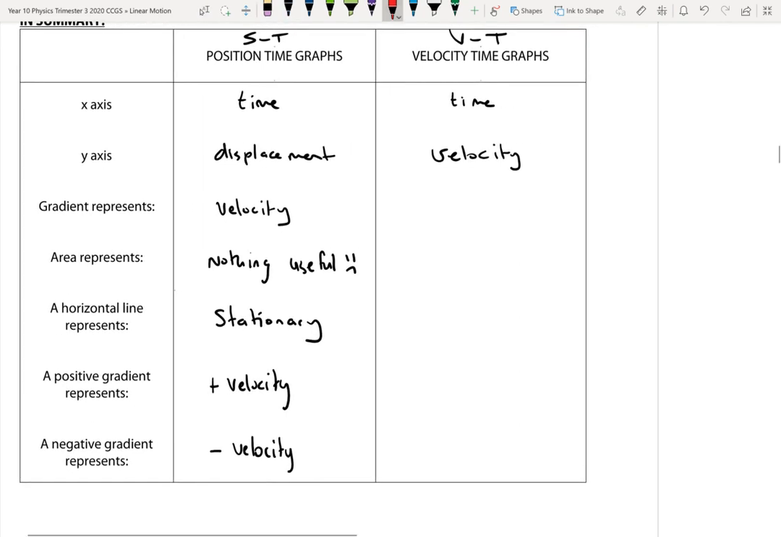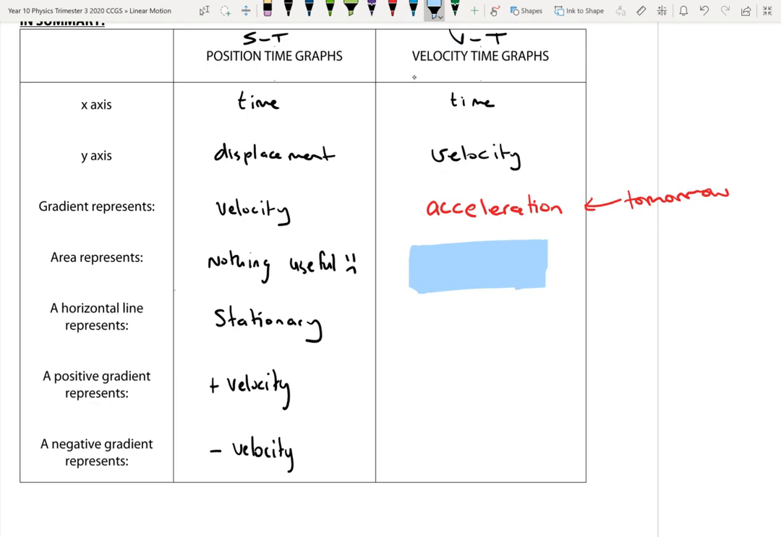Now, we're jumping ahead of ourselves a little bit. This summary should really be a few pages further down, because tomorrow we're going to look at what the gradient of a velocity time graph is telling us: how our velocity is changing with respect to time. That's acceleration. That's going to be tomorrow or Friday, whenever I see you next. But what did we learn today? What does the area under give us? Displacement.